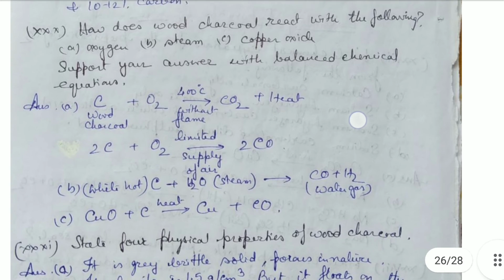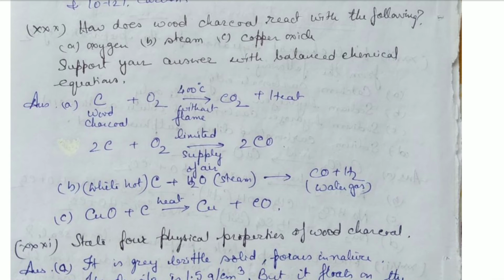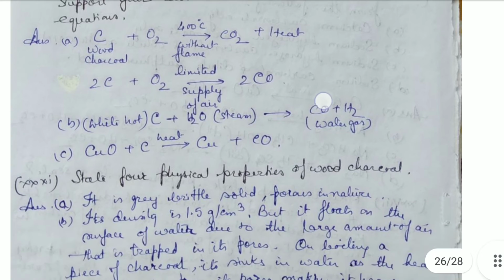When white hot wood charcoal is reacted with steam, it produces carbon monoxide and hydrogen gas, that is known as water gas. Then copper oxide, when reacted with wood charcoal in presence of heat, will be reduced to copper, and carbon monoxide will be formed.